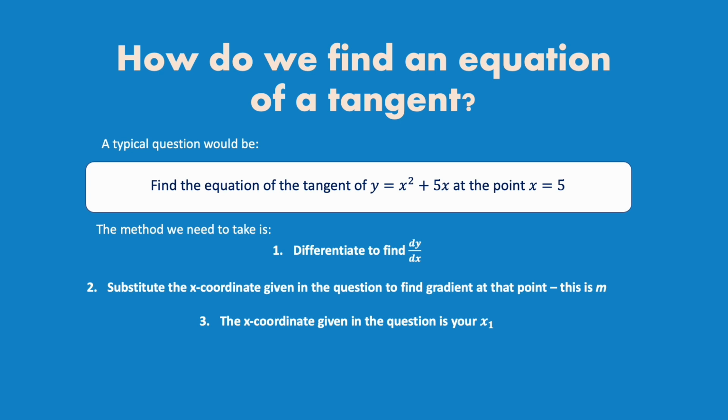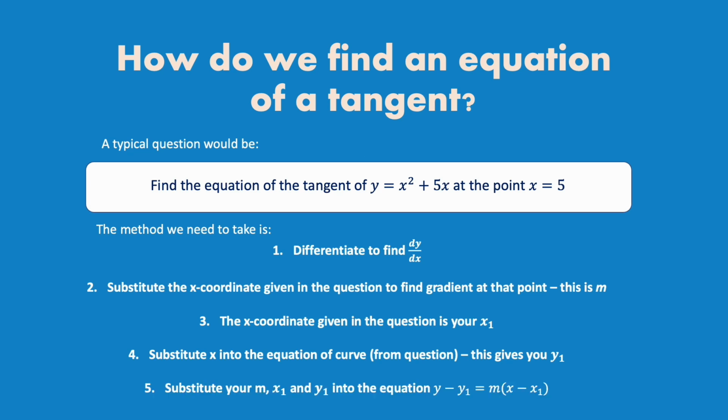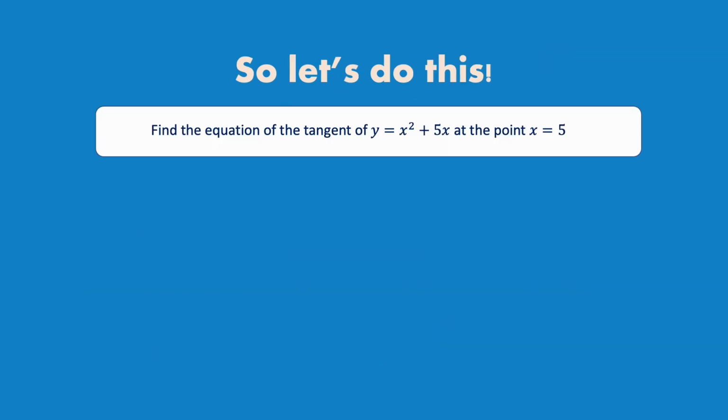Then the x coordinate given in the question is our x1. In this case, we will need to substitute that x into our y equation, the original one, that will give us our y1. And then we put it all into our equation of a straight line. So let's have a look at how that turns out.